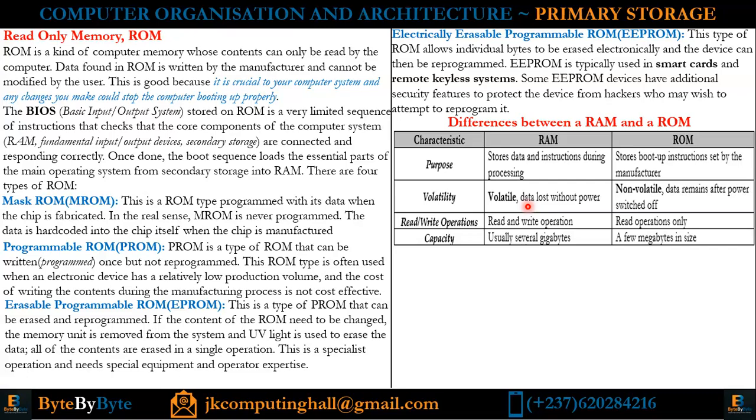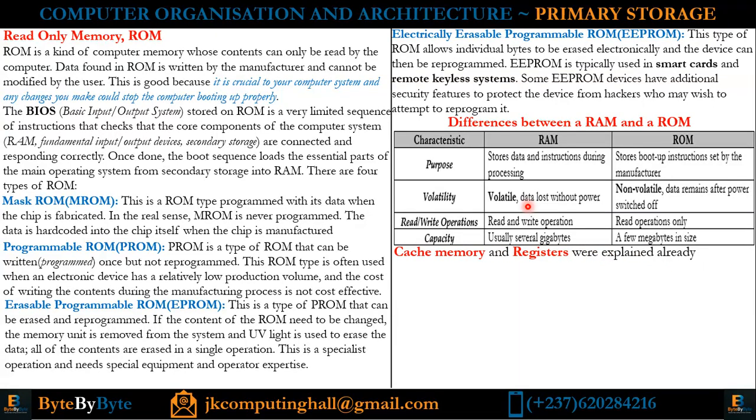Read-write operations. On the RAM we can perform read and write operations, whereas on the ROM we can perform read operations only. The capacity of a RAM is usually several gigabytes, whereas that of a ROM is a few megabytes in size. These are some of the differences between the RAM and the ROM. You can also go by their full meaning. RAM is random access memory and ROM is read-only memory. You can also go by the types. The types of RAM are the SRAM, static RAM, and the DRAM, dynamic RAM. The types of ROM are the mask ROM, the programmable ROM, the electrically erasable programmable ROM, and the erasable programmable ROM.